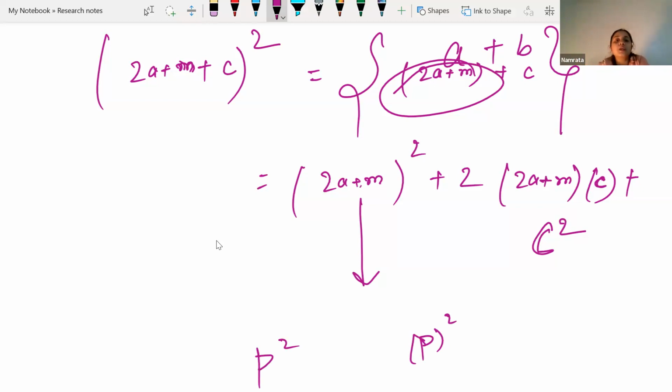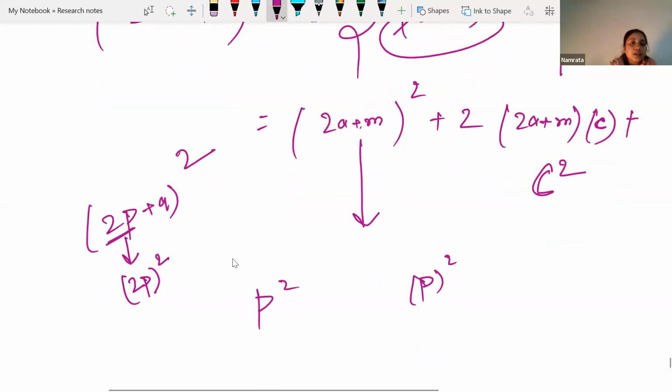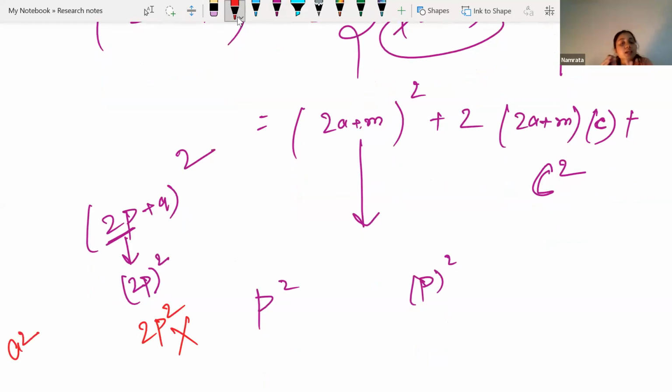But when, in the place of a plus b whole square, in this arrangement, we are having 2p plus q whole square, then here 2p whole square we need to write. If we expand it according to the formula, we need to write it as 2p whole square. If any of the students is just writing 2p square, this is wrong. Because a square means whatever is a, everything must have power 2. And if you are writing 2p square, here p is having the power, but 2 is not having the power. So you must understand the difference between that.